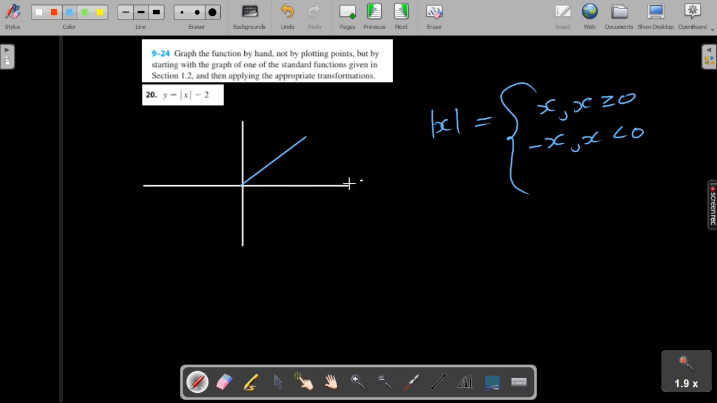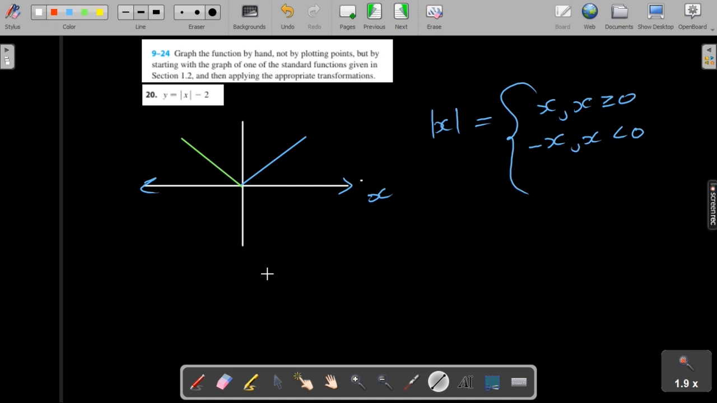So in our case, if this is the x-axis, on this side we have positive x values. That's why it will just be x. On this side we have negative x values, so it will be minus x. If we double negate those negative values, they're still going to be positive, and that's what we're going to have on this side. So this is how you draw the absolute value of x.